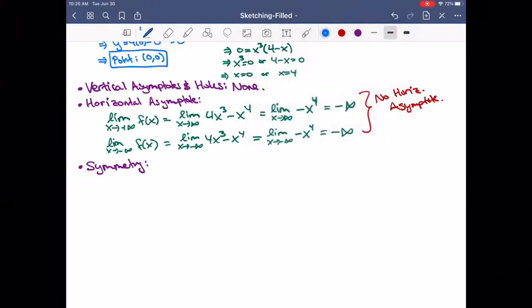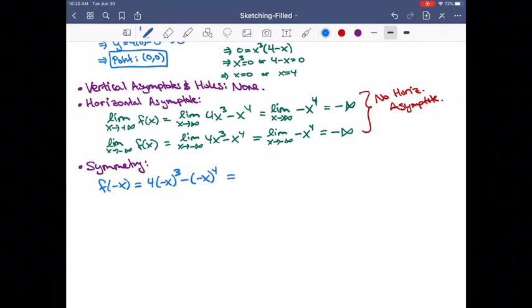Let's do this in blue. So we're going to consider f of negative x. Okay, so this is going to be 4 times negative x cubed minus negative x to the power 4. So when I cube a negative x, I'm going to get negative x cubed. So this is going to be negative 4x cubed minus, and then when I take a negative x to the 4th power, I just get x to the 4th power. So the negative goes away.